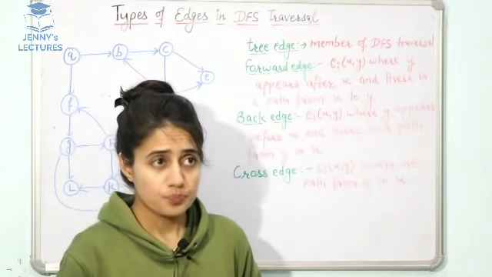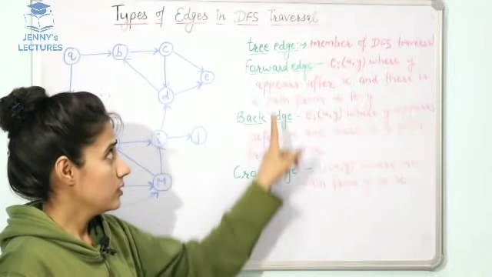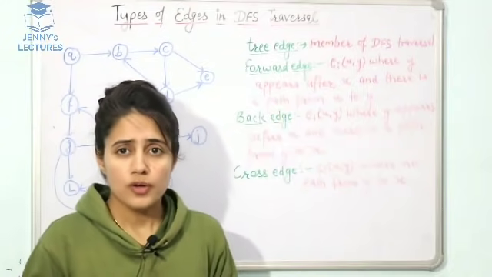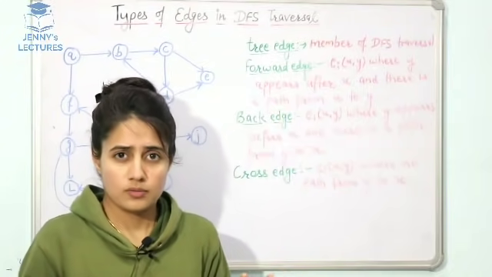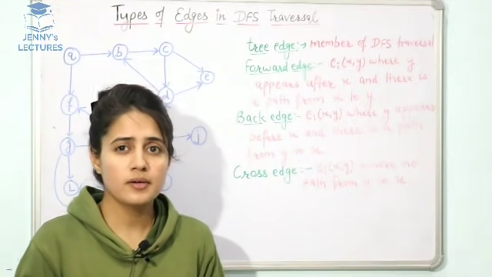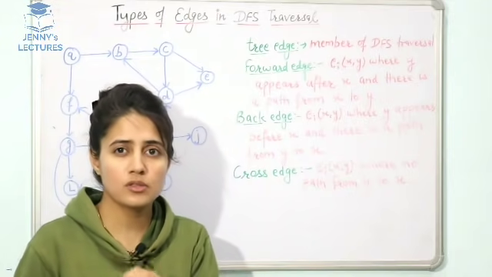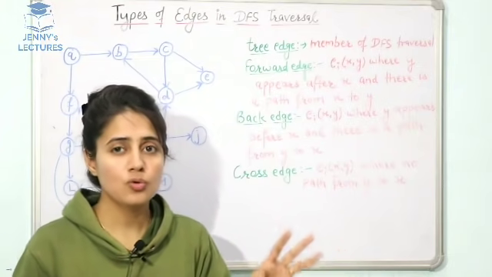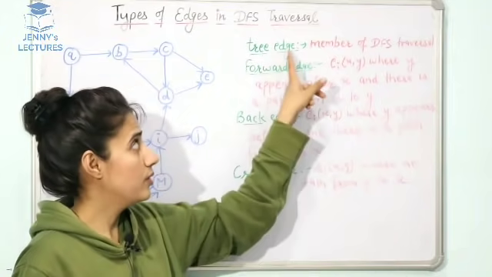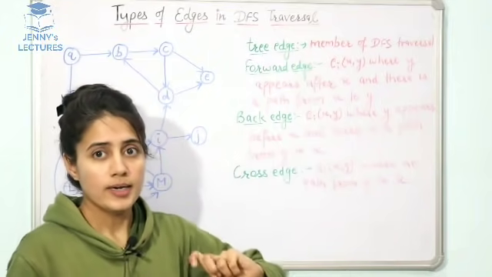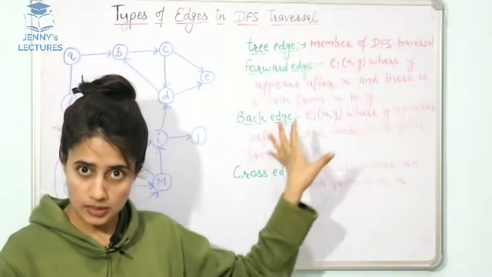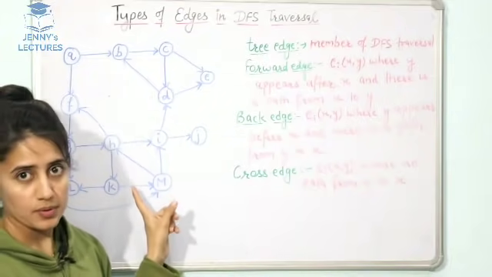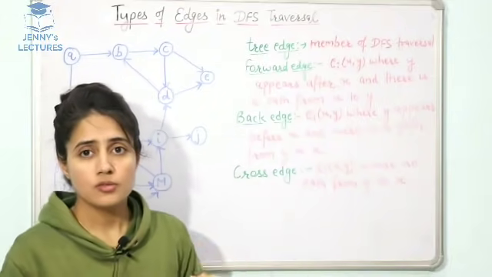Now these are 4 types of edges. Tree edge is what? When you traverse that graph, or you can say when you are applying that DFS traversal, depth first search traversal, then the edges which are members of the DFS traversal, those edges would be tree edges. Next is forward edge. We will discuss all the edges with the help of this example. Forward edge would be what?